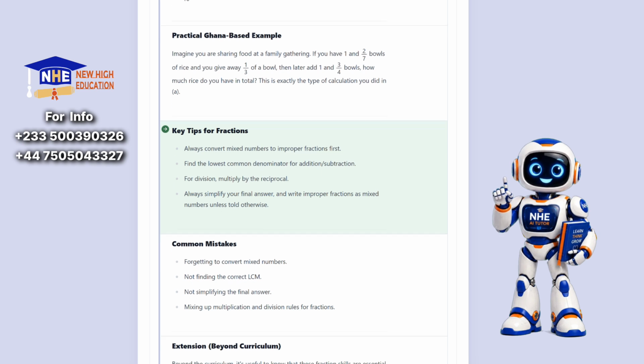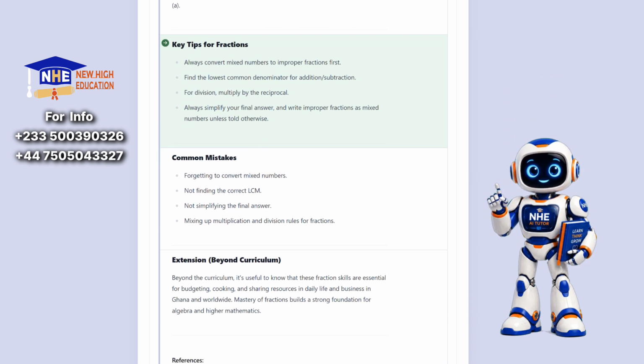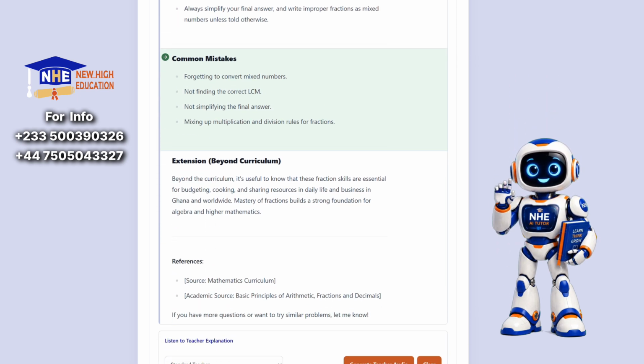Key tips for fractions. Always convert mixed numbers to improper fractions first. Find the lowest common denominator for addition and subtraction. For division, multiply by the reciprocal. Always simplify your final answer and write improper fractions as mixed numbers unless told otherwise. These tips will help you avoid common mistakes and save time in exams.